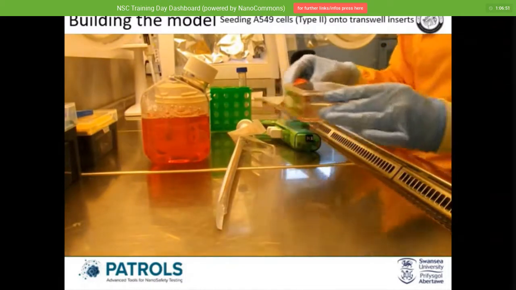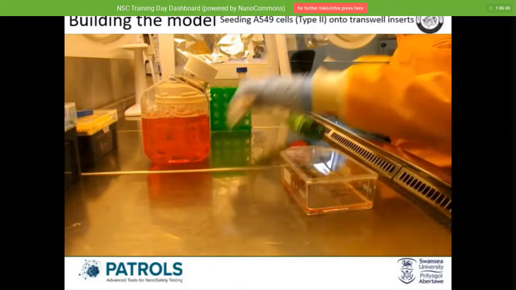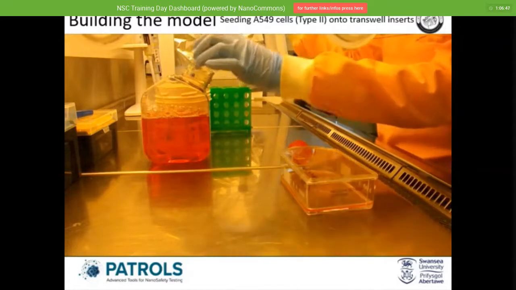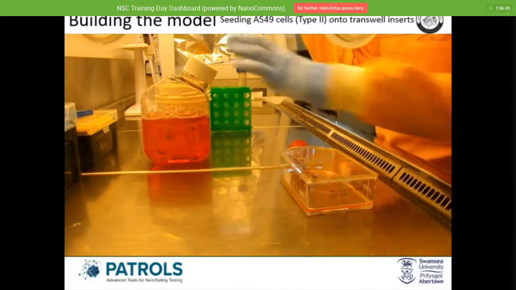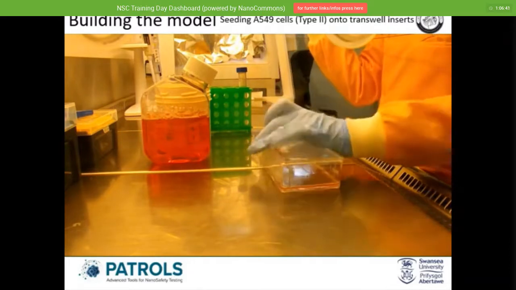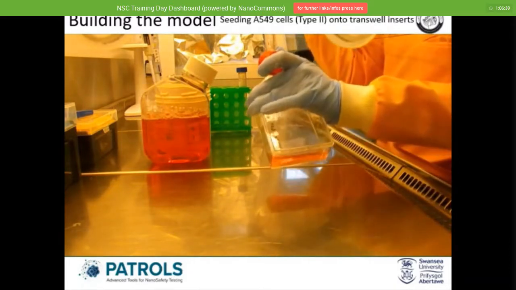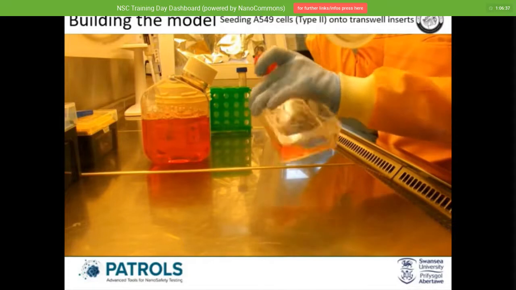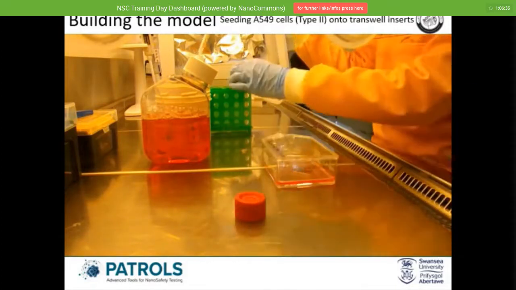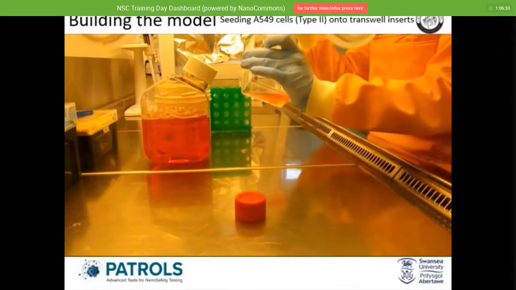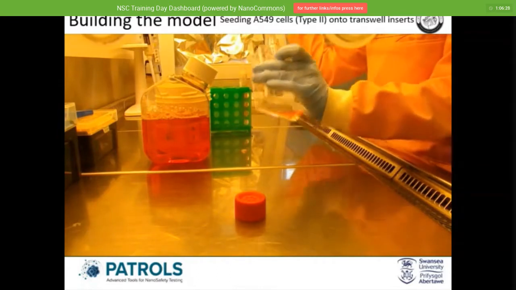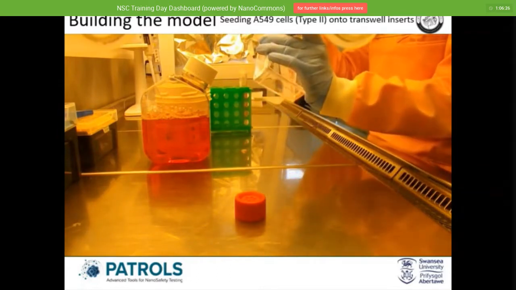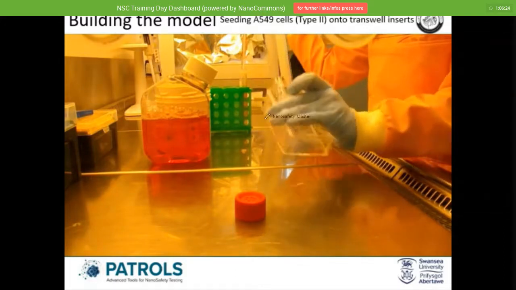So now that our cells have been incubating for 5 minutes in the incubator with the trypsin on, we now need to neutralize it. So all the cells have detached from the bottom of the flask. We neutralize the trypsin by adding 10 ml of FBS media into our flask and swirling around to ensure that all the trypsin has been neutralized. We then pipette this into a centrifuge tube and take it to be spun.